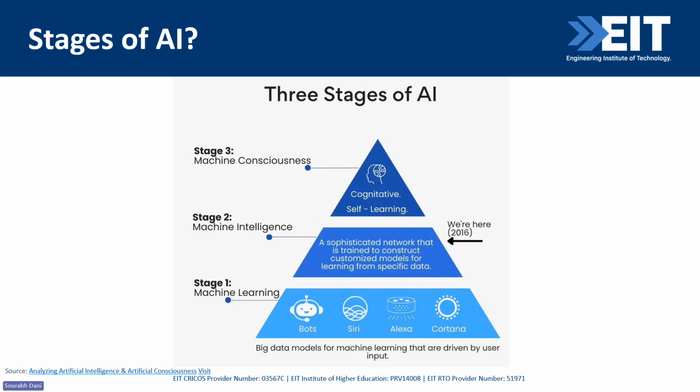Cognitive learning is inbuilt for a human brain because of the neurons that we have. But we should expect the same thing from machines as well. Whenever we expect the same thing from machines, that's when we could say that AI has reached stage 3, that is machine consciousness. The machine is learning on its own.